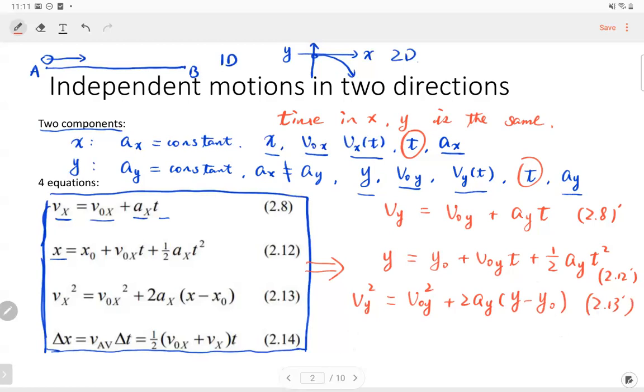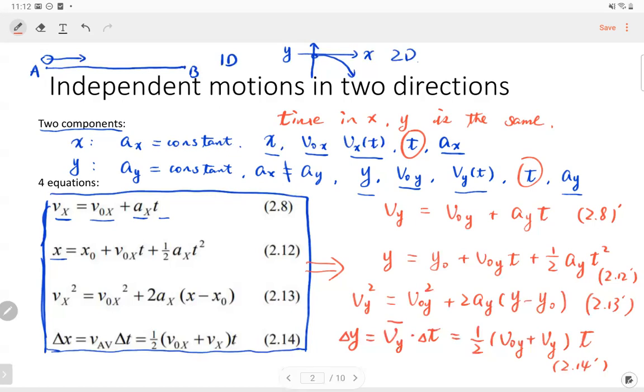Then the last equation could be changed as the displacement in the y direction equals the average velocity in the y direction times the duration. We can also rewrite this as 1/2 the final velocity in the y direction plus the initial velocity in the y direction multiplied by time. Okay, this is 2.14 prime. So I just change the parameter.